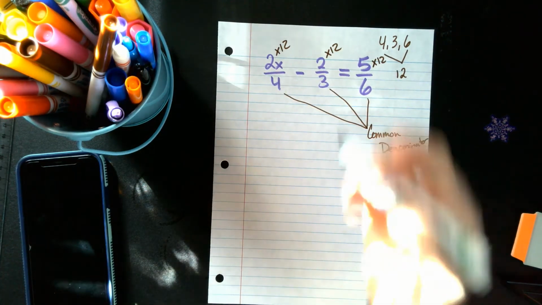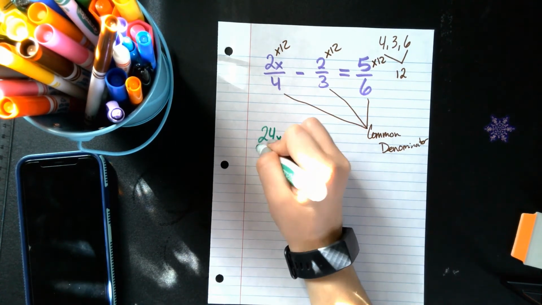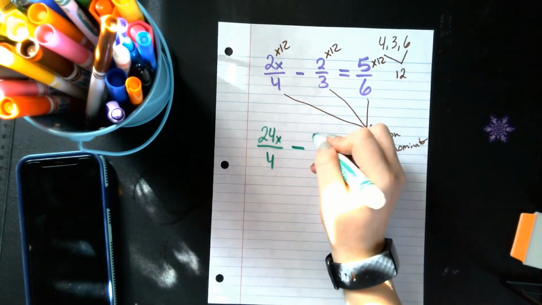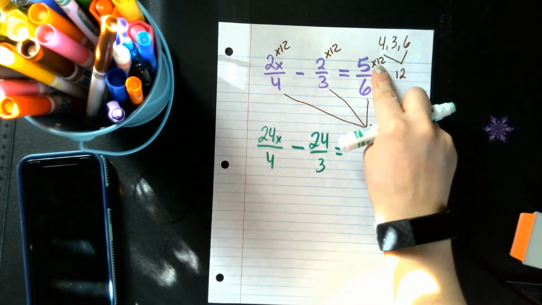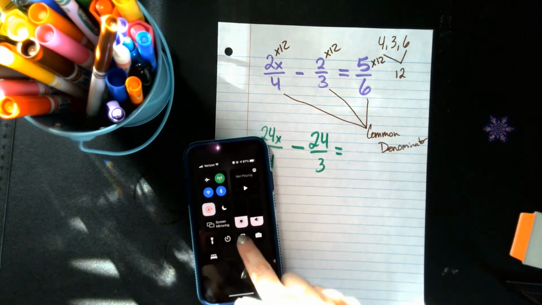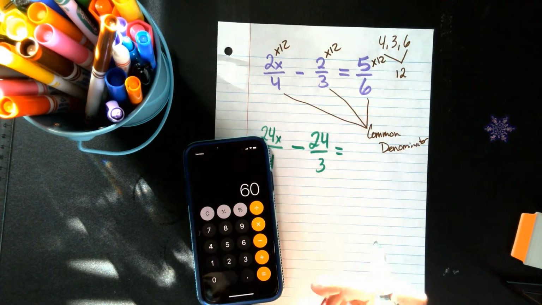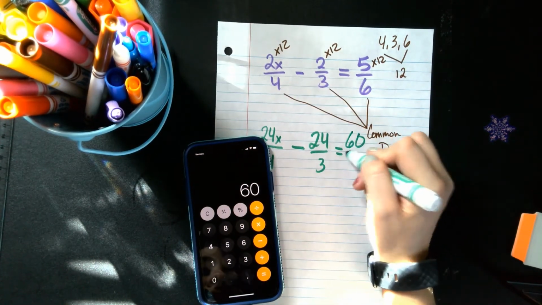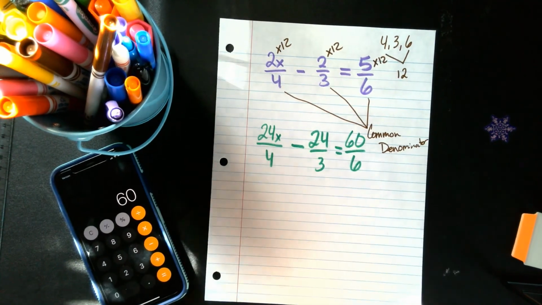Okay, so 2 times 12 is 24x over 4. And that happens twice. That's kind of cool. And then 5 times 12, if you don't know this one, we will use the handy dandy calculator. 12 times 5 is 60. I suggest you get good at your 12s. It's going to come in handy.